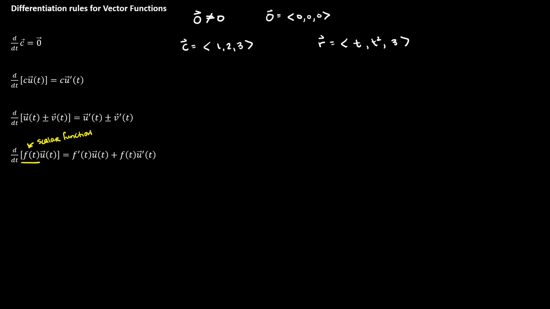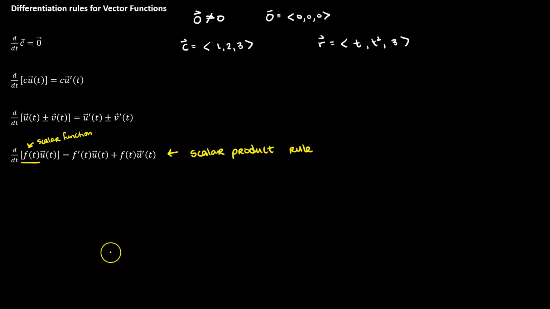Anytime I change the input t, that function produces an output which is a single number, not a vector. So I'm multiplying a vector function u by a scalar function f. And we're going to call this rule the scalar product rule. There is a product happening here, but it's specifically a product between a scalar and a vector. f is the scalar, u is the vector.